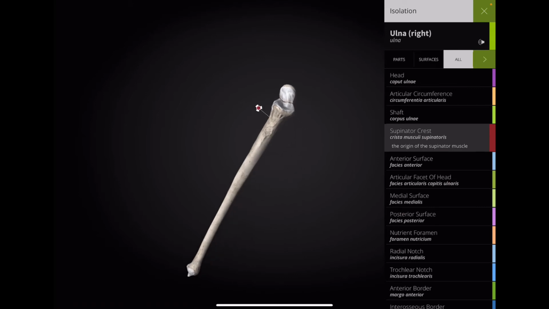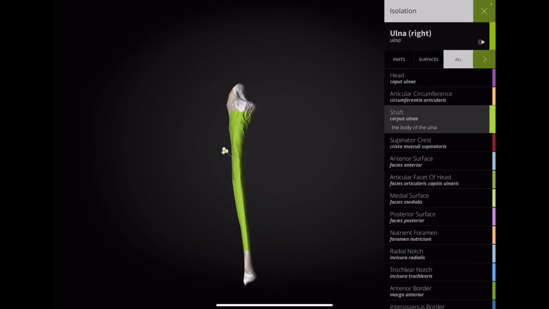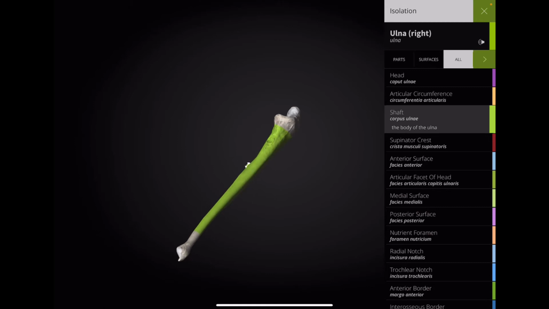Moving on now to the shaft, the only thing that you'll be able to find around the shaft is the nutrient foramen, which is basically the place of entrance of vessels that supply the bone.